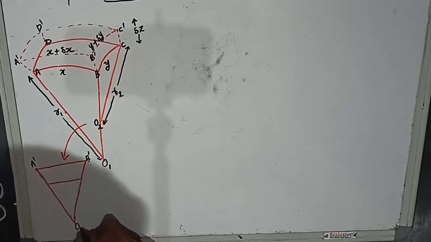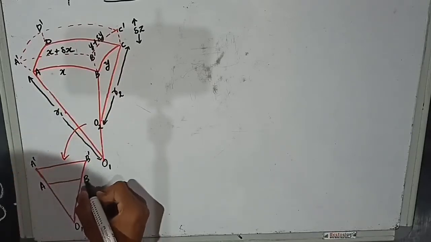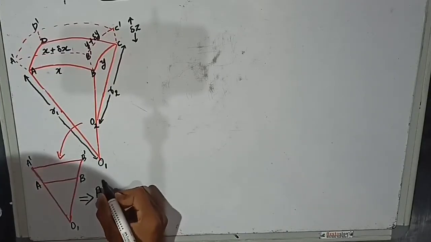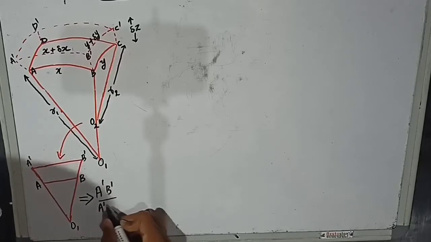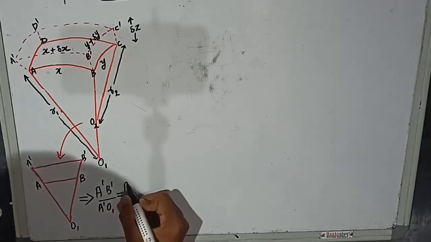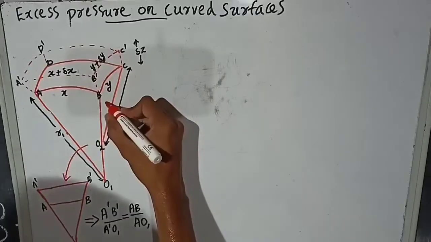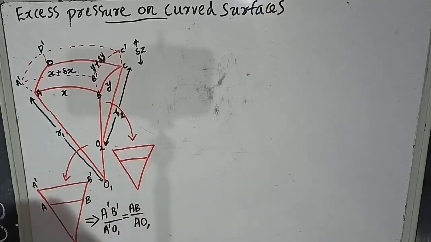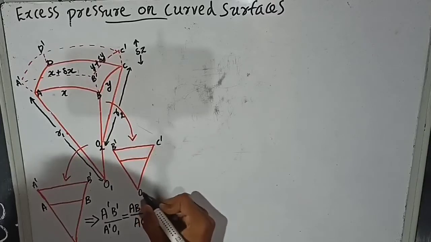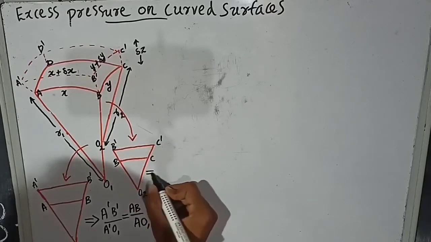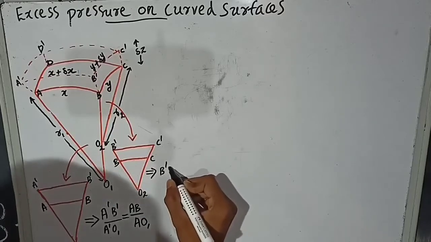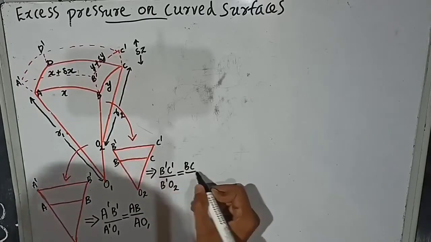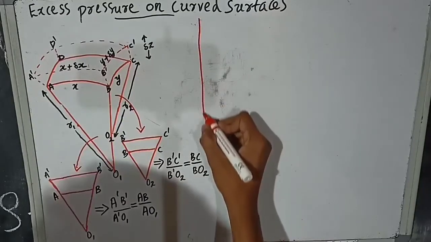This is A dash, this is B dash, this is O1 and this is AB. The triangles A dash, B dash, O1 and AB, O1 are similar triangles. So we can write A dash B dash by A dash O1 is equal to AB by AO1. And also let's draw this triangular shape separately. This is B dash, this is C dash, this is O2, this is B, this is C. Here the triangles B dash, C dash, O2 and BCO2 are similar triangles. So we can write B dash C dash by B dash O2 is equal to BC by BO2.